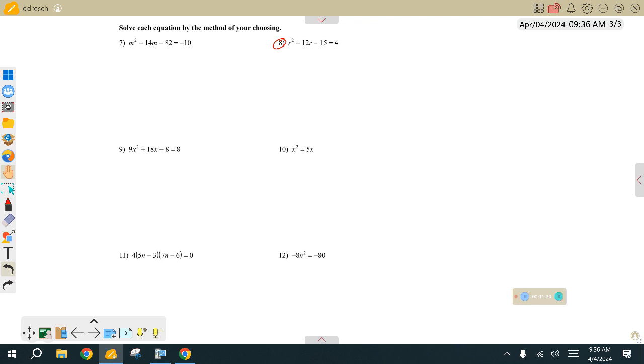Well, what's the first thing you want to do here to tackle that? I got to put it at 0. Let's go put it at 0 and let's go figure that out. r squared minus 12r, and what's it going to be? I think 19, isn't it? 19, okay. Small things, minus 19.